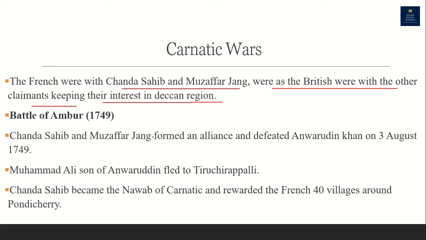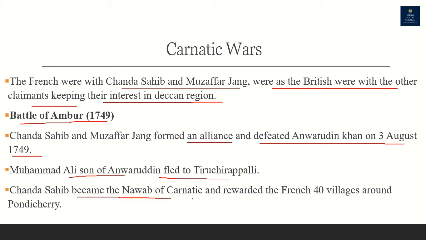Next, we will see the Battle of Ambur that took place in the second Carnatic War in the year 1749. Chanda Sahib and Muzaffar Jung formed an alliance and defeated Anwaruddin Khan on August 3rd, 1749. Muhammad Ali, son of Anwaruddin, fled to Tiruchirappalli. Chanda Sahib became the Nawab of Carnatic and rewarded the French with 40 villages around Pondicherry.